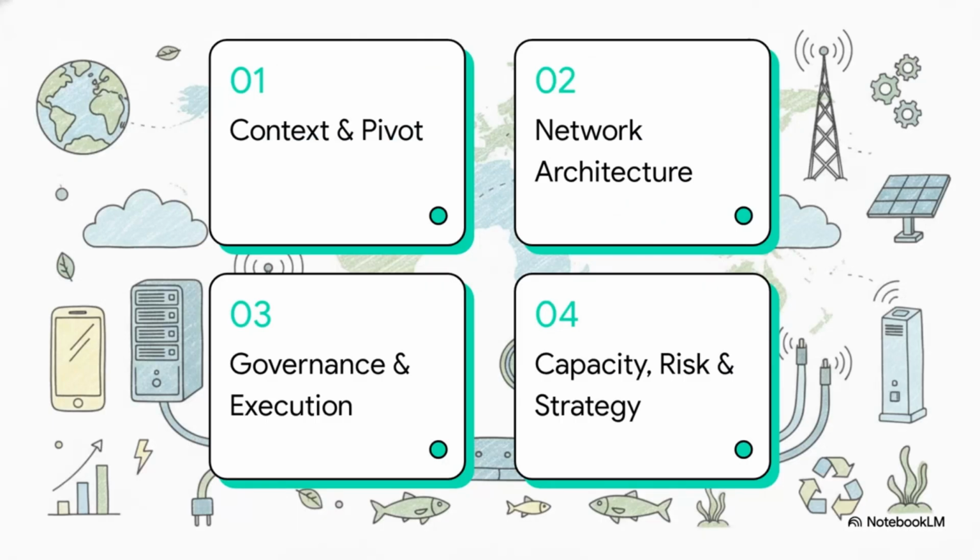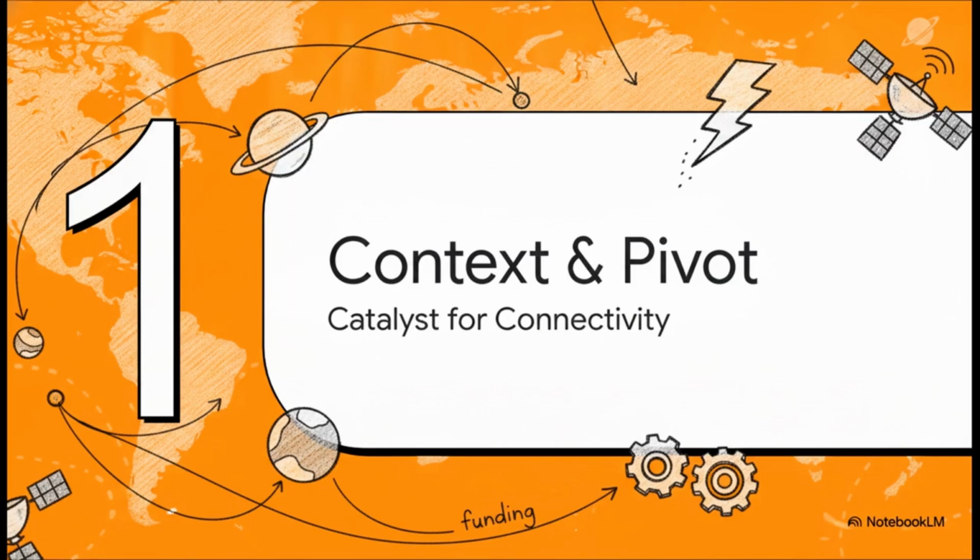Our roadmap today follows four distinct academic themes. First, context and geopolitical pivot. Second, CS2 network architecture. Third, governance and project execution. And finally, capacity, risk, and strategy. Starting us off with Section 1, context and geopolitical pivot. This was the true catalyst for connectivity in the region.